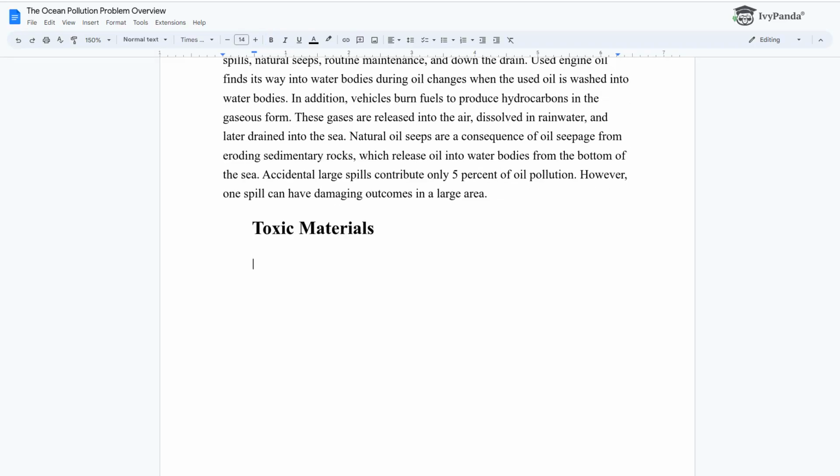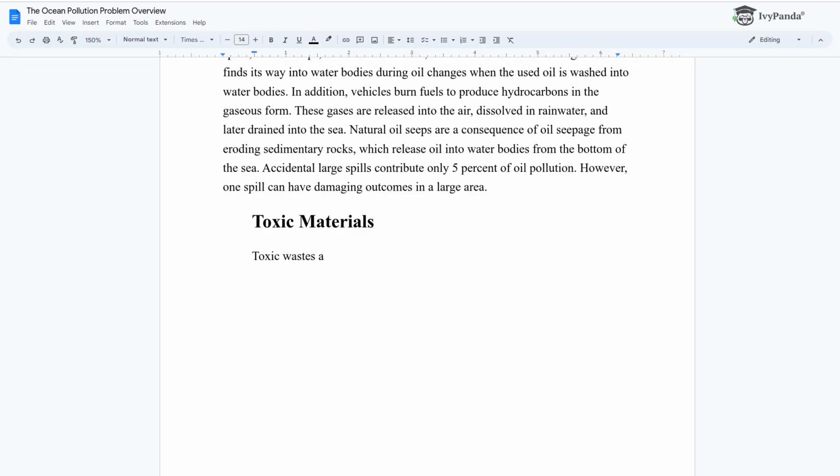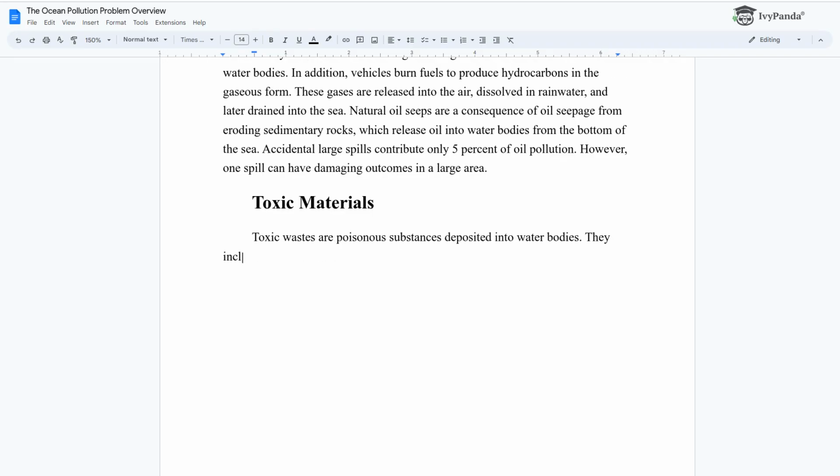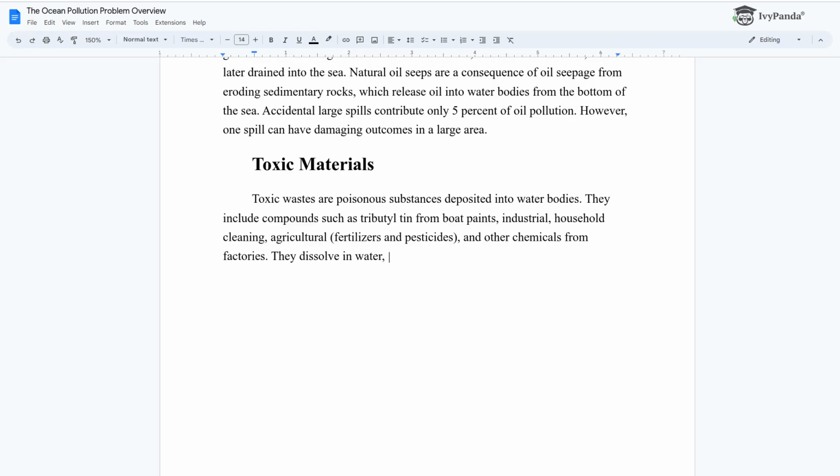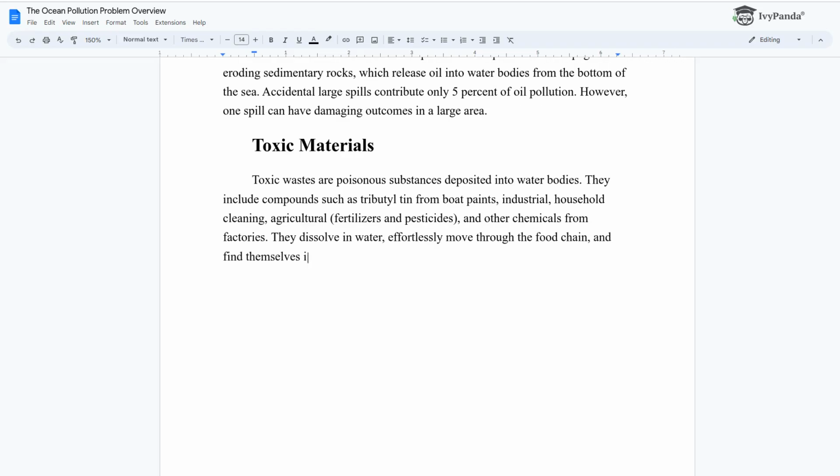Toxic materials. Toxic wastes are poisonous substances deposited into water bodies. They include compounds such as tributyl tin from boat paints, industrial, household cleaning, agricultural, fertilizers and pesticides, and other chemicals from factories. They dissolve in water, effortlessly move through the food chain, and find themselves in seafood. Most of the toxic wastes are metal components.